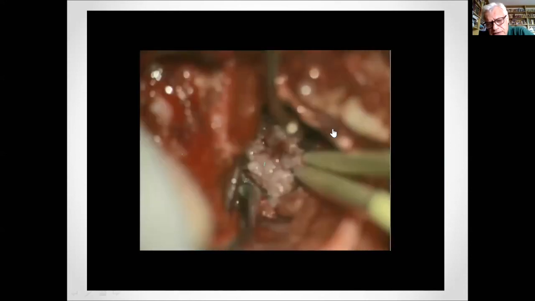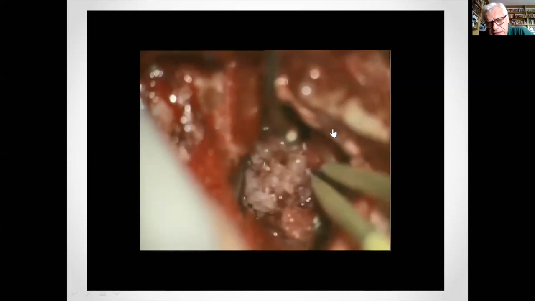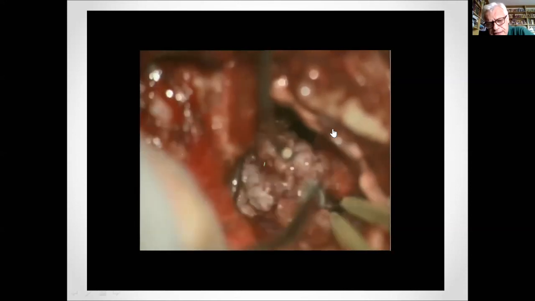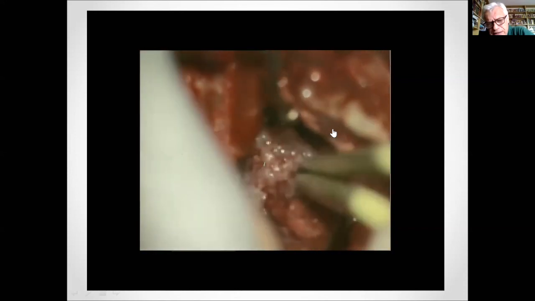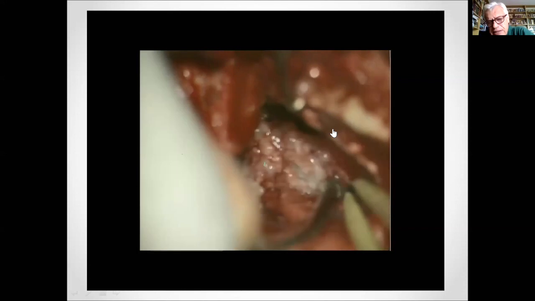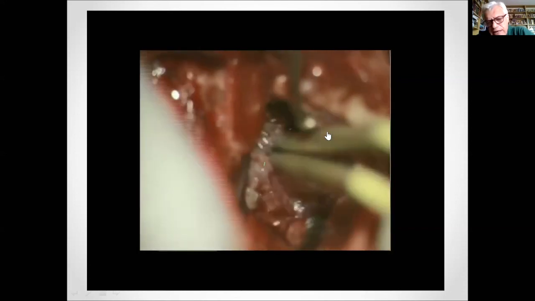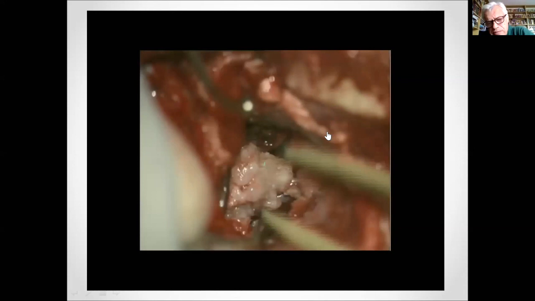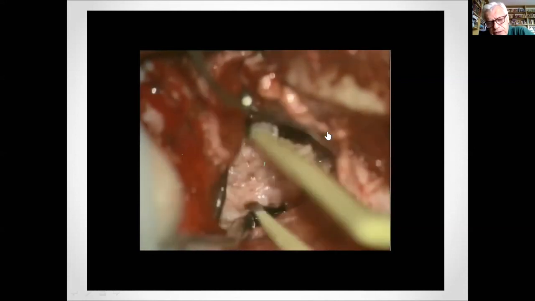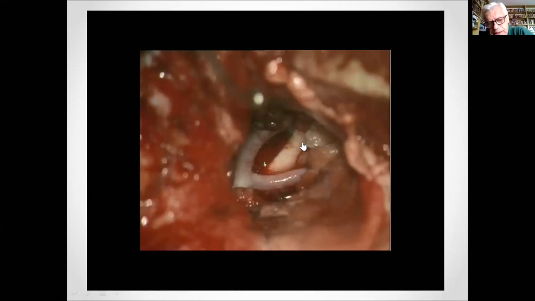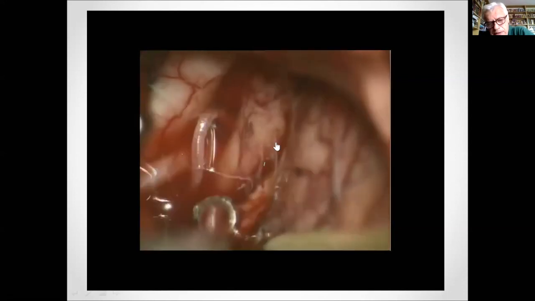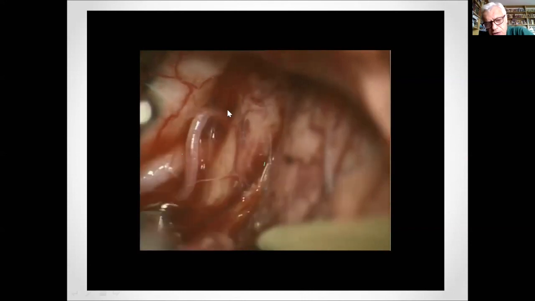I just want to show you the structures after the tumor resection, that there really is nothing damaged and all the structures are covered by arachnoid, at least by its own arachnoid, not probably by the outer one, but by the inner one. And you see, this is the optic nerve, A1, carotid, middle cerebral. Here is the olfactory nerve, this is the Heubner's artery, and everything is well preserved.